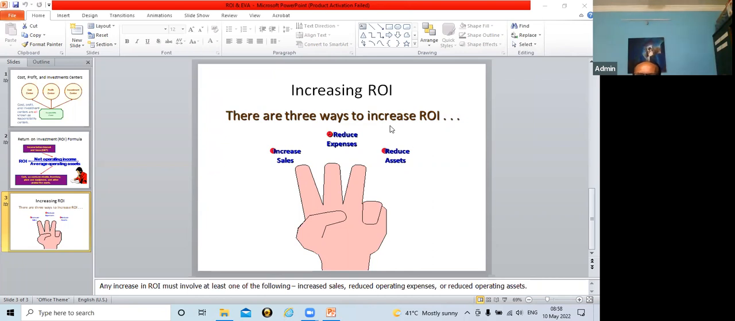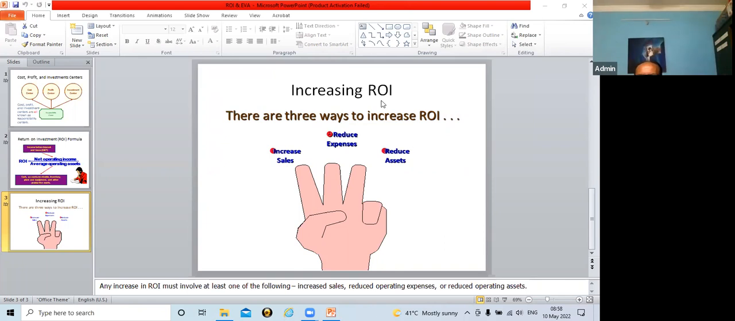So this is a combined effort. It is an all-together effort. It is not an effort of only top management. I'm not saying that it is the effort of middle level management or of lower level management. It is the effort of all types of management, whether lower, middle, or top. All three levels of management should be involved in this activity, and then they can achieve an increase in ROI.